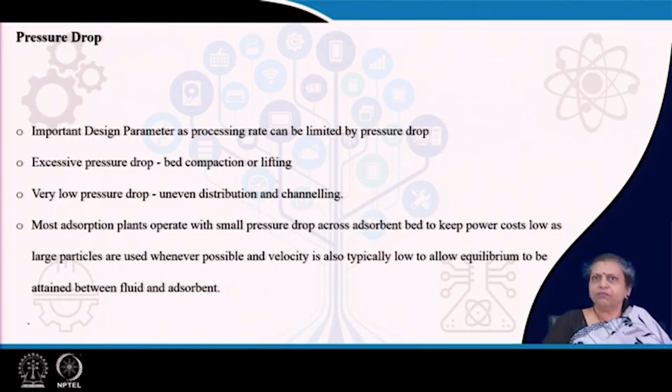So, to keep the power cost as low as possible, most of the adsorption plants operate with a very small pressure drop, and we would always like to go for larger particles in order to reduce the pressure drop. We would also like to keep the velocity low, not only from pressure drop considerations, but to ensure that equilibrium is attained between the fluid and the adsorbent, and so maximum adsorption is possible under the particular operating conditions.